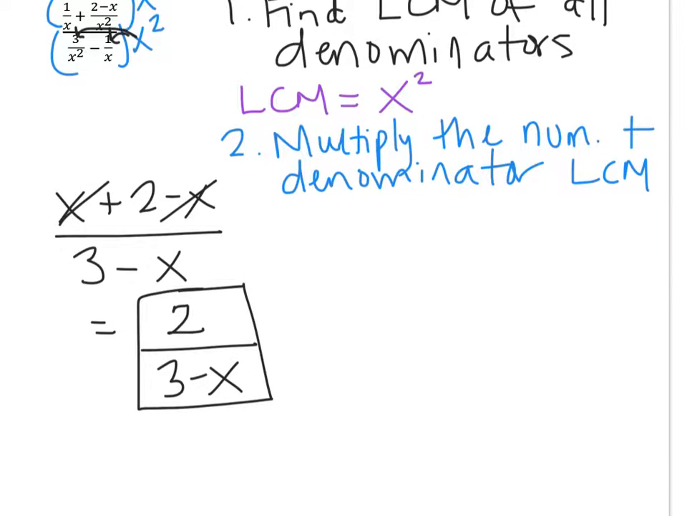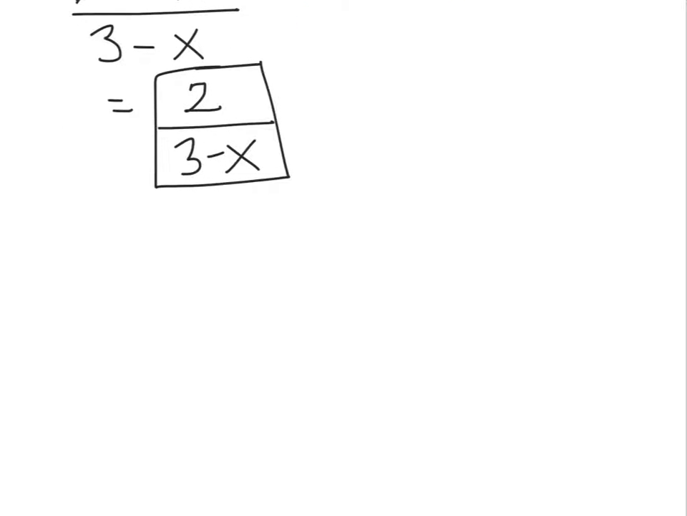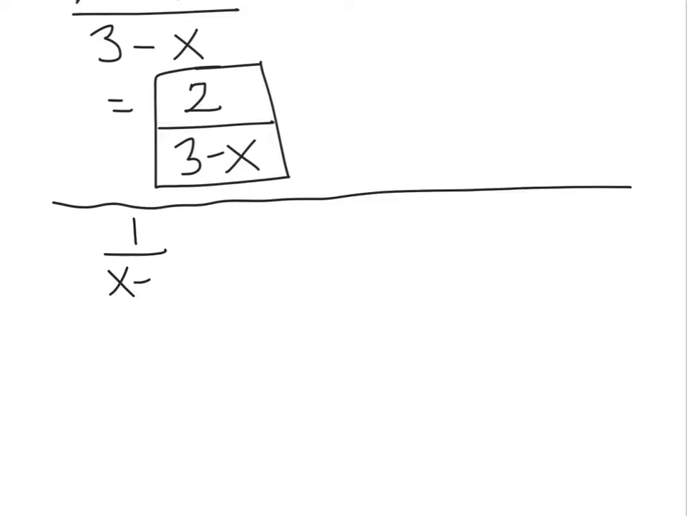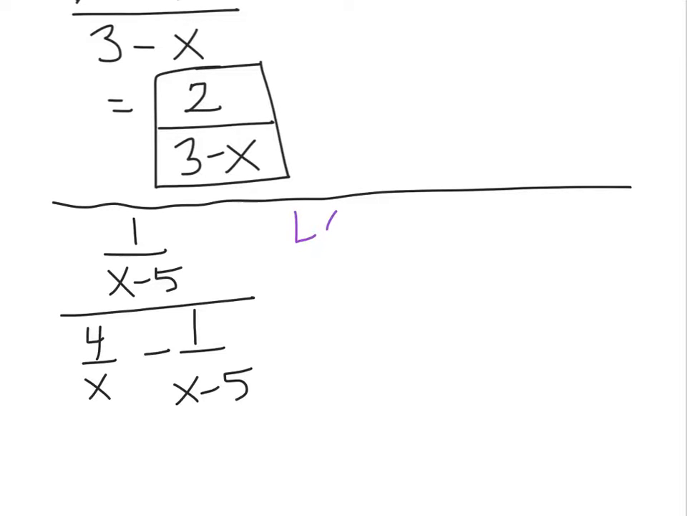So let's do one more. If you just go down on your page, the one I want to do here is 1 over x minus 5, all over 4 over x minus 1 over x minus 5. Let's pick out the denominators. We have 3 denominators in this case: x minus 5, x, and x minus 5. For my lowest common multiple for all of those, I would need an x and I would need an x minus 5 to cross cancel with all of those.